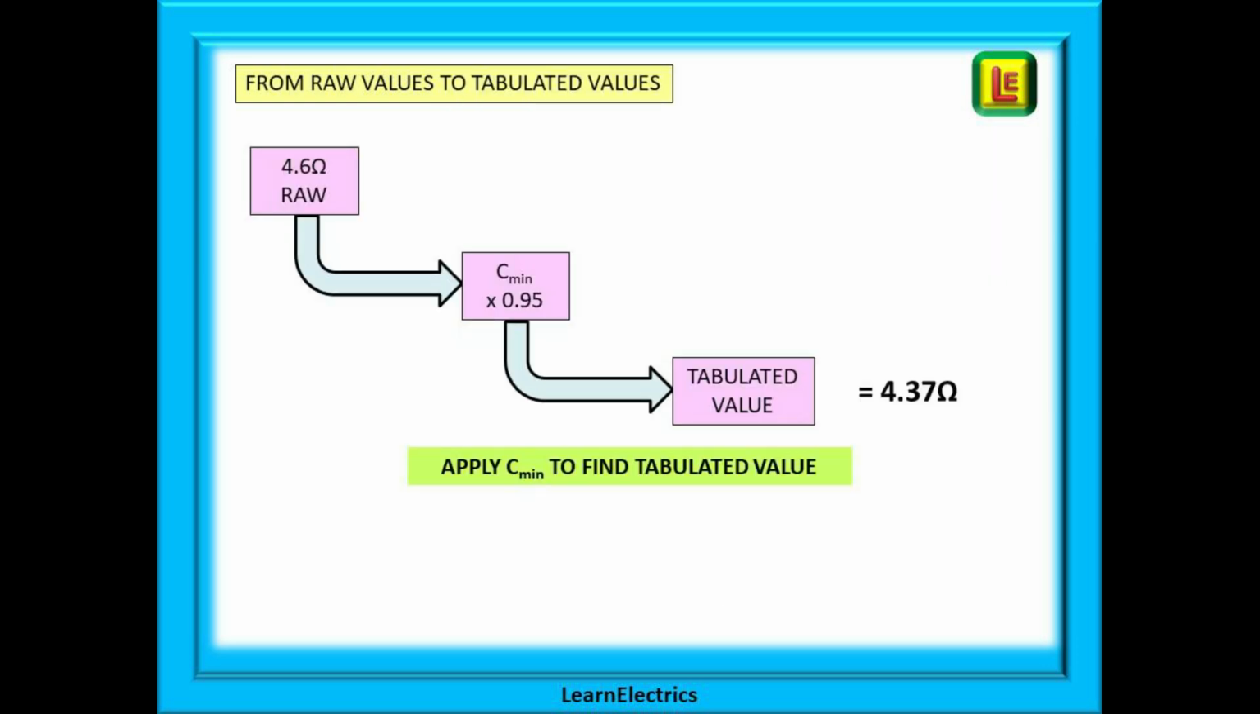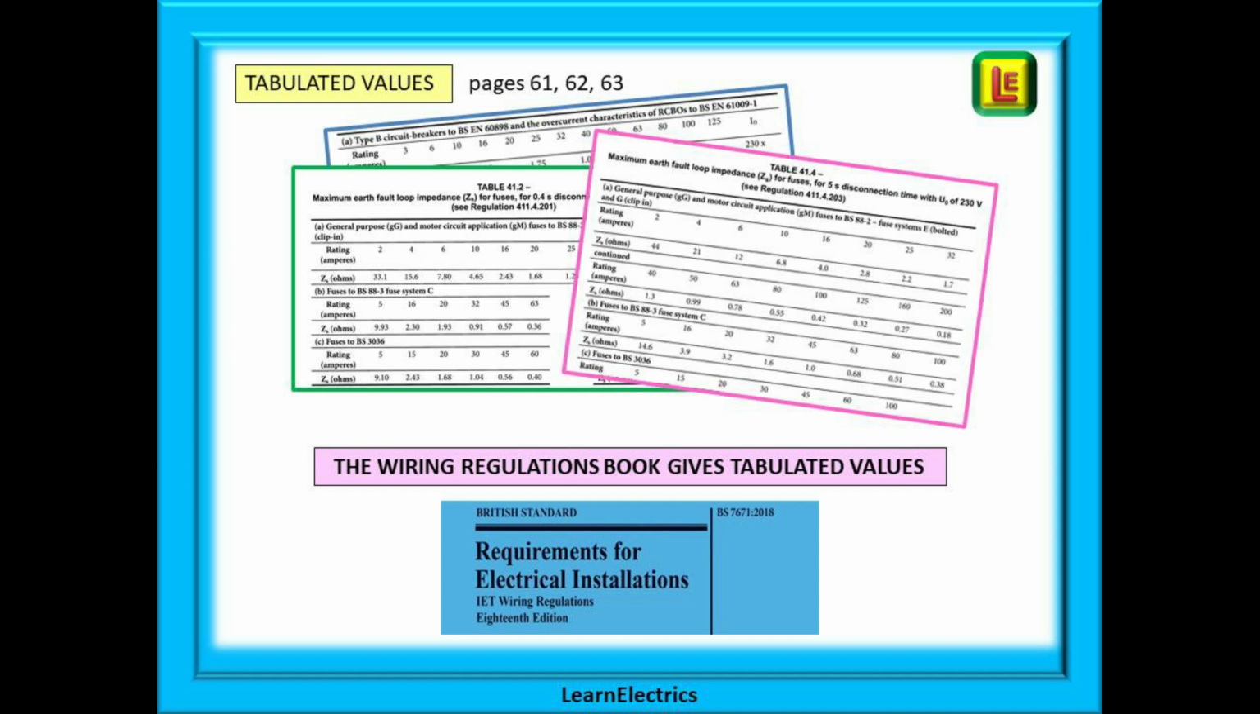So what have we done to get from raw values to tabulated values? We found the raw value back on page 370. 230 volts divided by 50 amps gave us 4.6 ohms. Then we applied the Cmin factor by multiplying 4.6 by 0.95, and this gave us the tabulated value ZS of 4.37 ohms. On adjacent pages you will find ZS values for fuses, all with the Cmin factor of 0.95 applied. The wiring regulations book gives tabulated values.